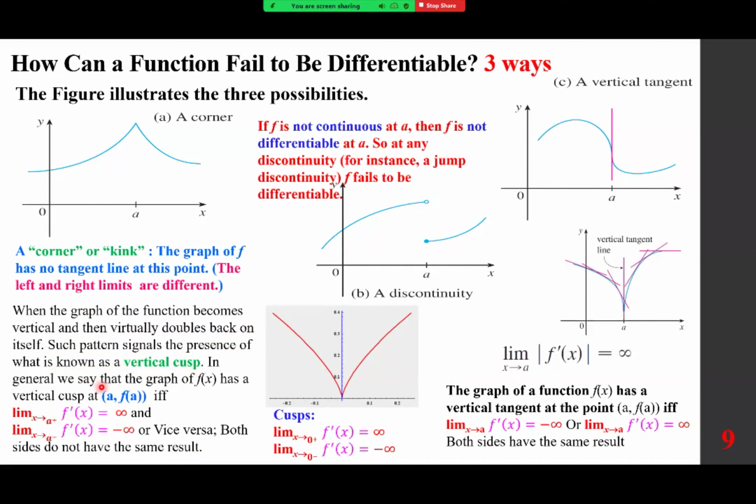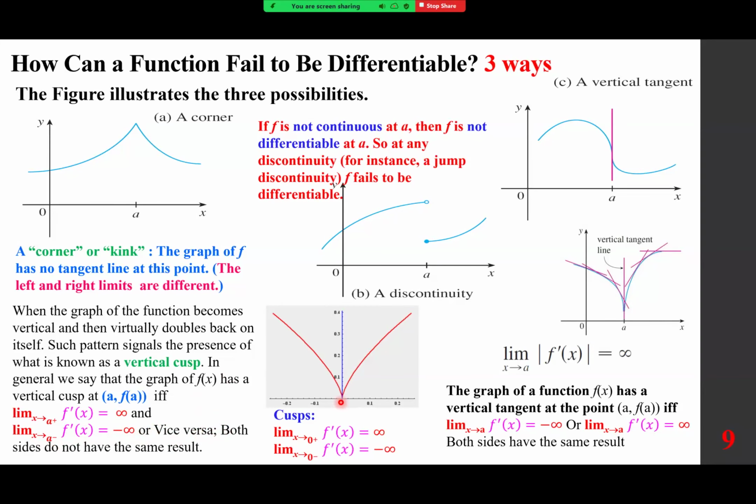In general, we say that the graph of f of x has a vertical cusp at a comma f of a, if and only if (iff is read "if and only if"), the limit of f prime of x as x approaches a from the right is infinity, and the limit of f prime of x as x approaches a from the left is minus infinity, or vice versa. Both sides do not have the same result. One side has infinity as the answer, one side has negative infinity as the answer.